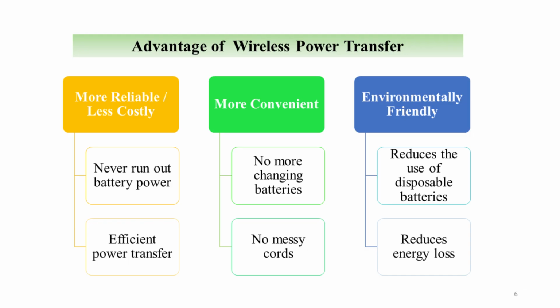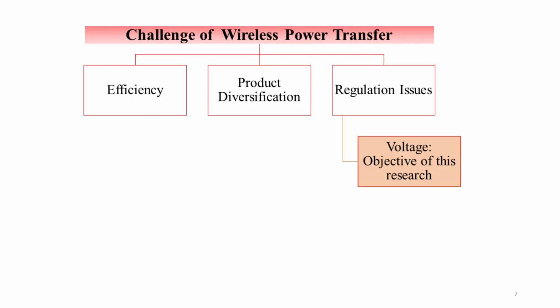The benefits are clear: enhanced reliability by eliminating connectors that can fail, greater user convenience with automatic charging, and environmental benefits through reduced battery waste. These advantages are what make solving the technical challenges so valuable. Despite its promise, WPT faces significant hurdles: maintaining high efficiency over distance and alignment, product-specific optimization, and regulatory issues. Our research specifically targets the challenge of providing stable, regulated voltage to the remote load, which is critical for powering sensitive electronics like sensors and microcontrollers, regardless of coupling variations.